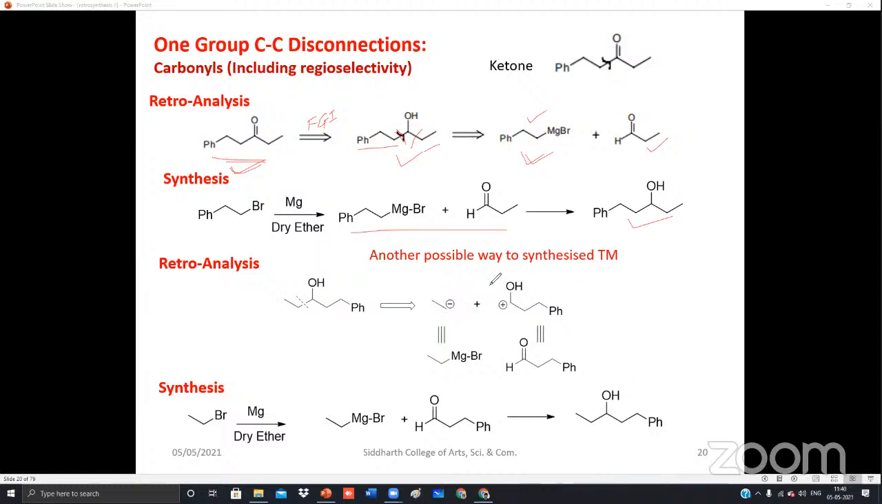Suppose we thought, no, we have this alkyl magnesium bromide available in the laboratory. So we can think about it this way. We disconnect over here. We have here ethyl magnesium bromide, and this particular ketone we have. So then we can think about this type of synthesis also. So there is another way to have this synthesis.